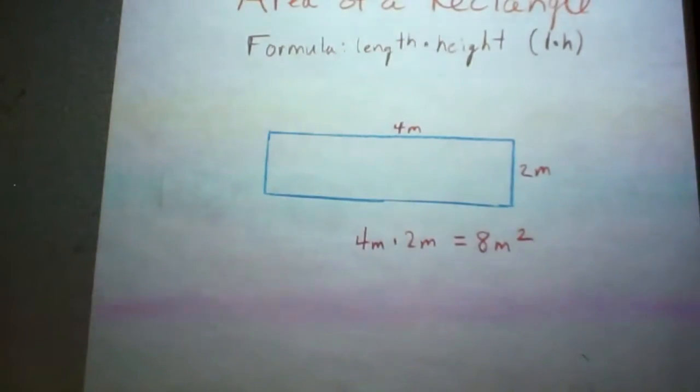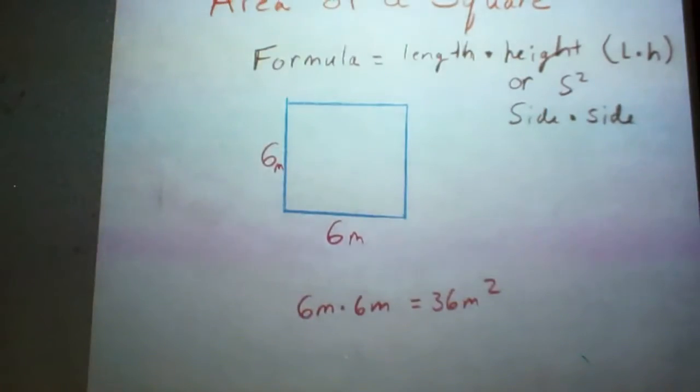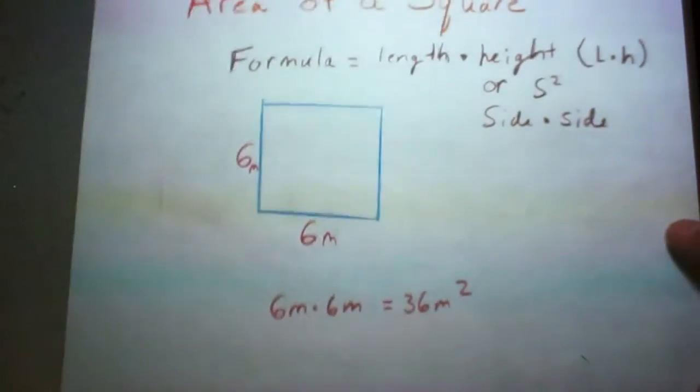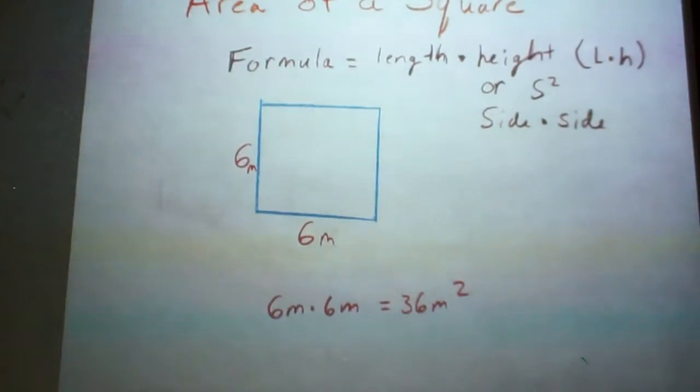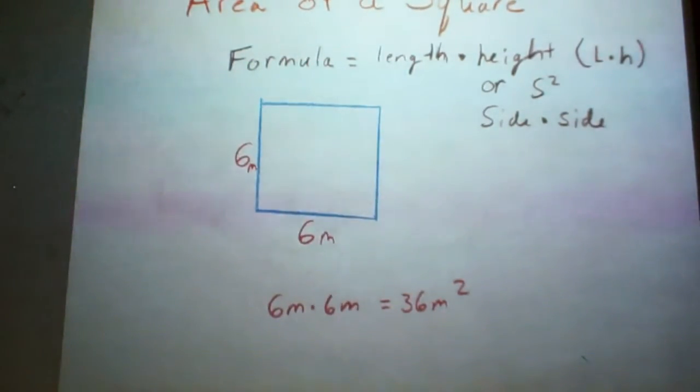So from the rectangle, we'll look at a special rectangle called a square. And the square is going to use the same basic formula, length times width, or we could say side squared, or side times side. So in my example here, I have a square with a measure of 6 meters by 6 meters. We can take 6, multiply that by 6, get 36. And again, since area is a 2-dimensional measure, that is meters squared.